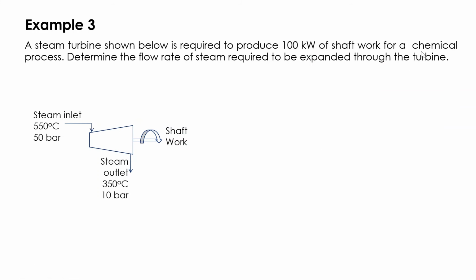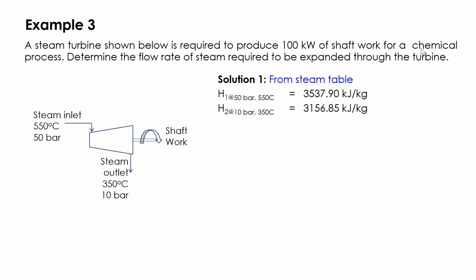Okay, we got this example. A steam turbine shown below is required to produce 10 kilowatt of shaft work. Determine the flow rate of the steam required to be expanded in the turbine. So the same as the previous example, we can use either the steam table or the enthalpy entropy chart. So the first solution will be from the steam table.